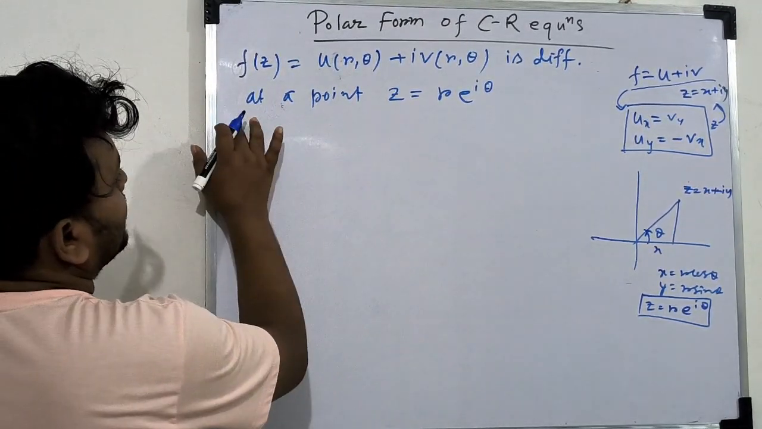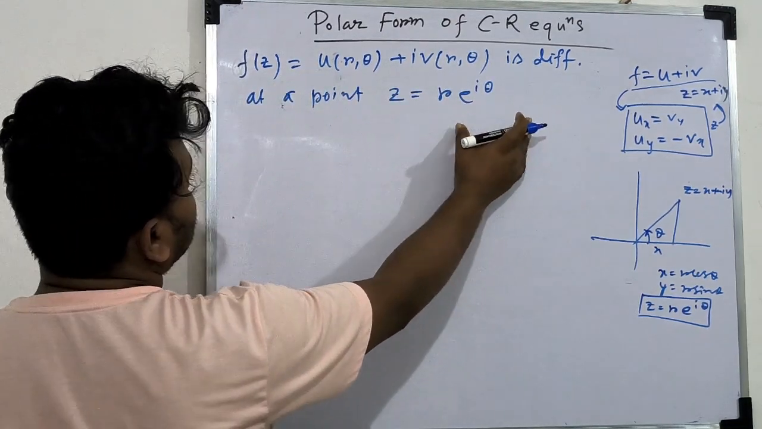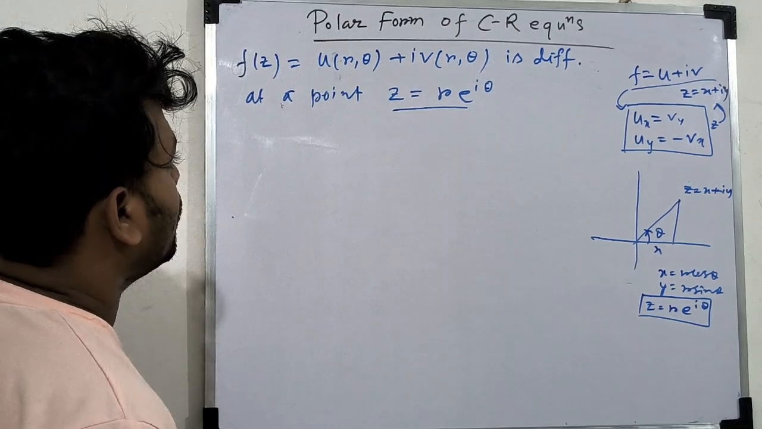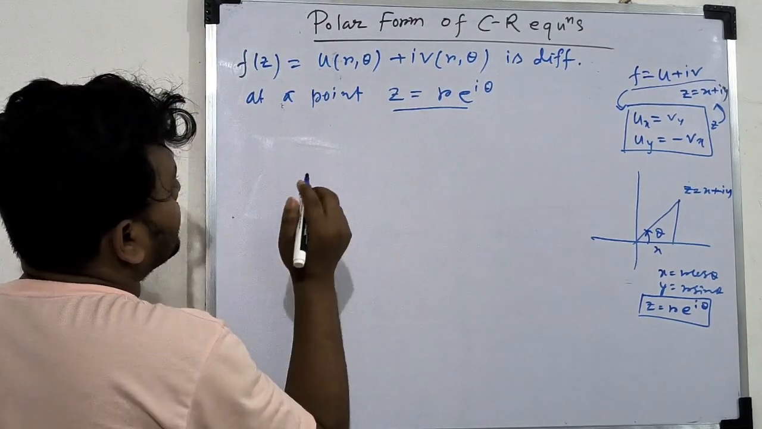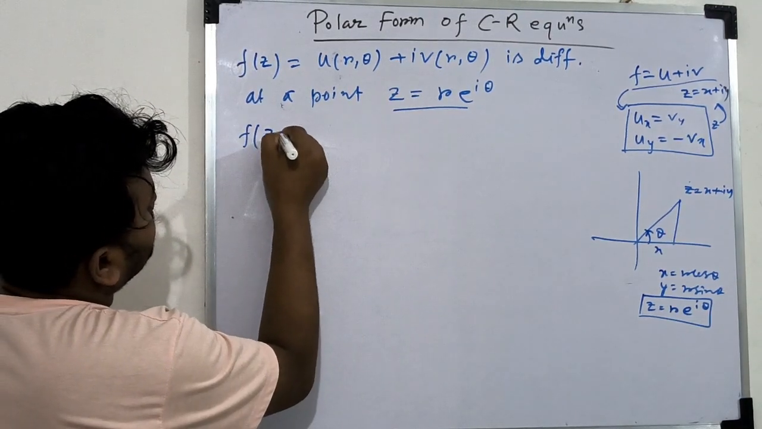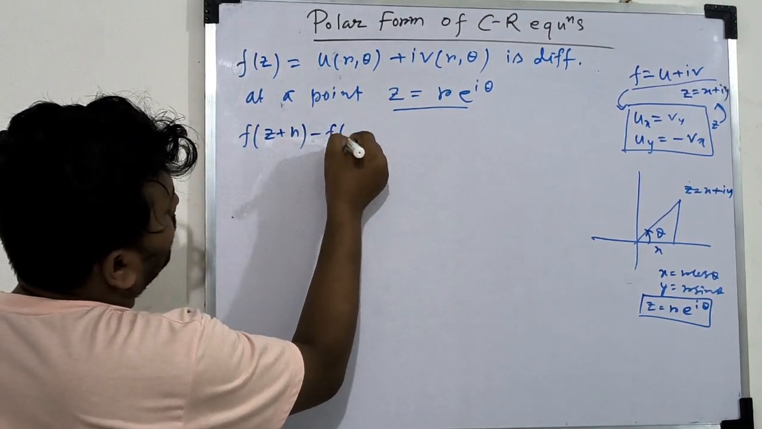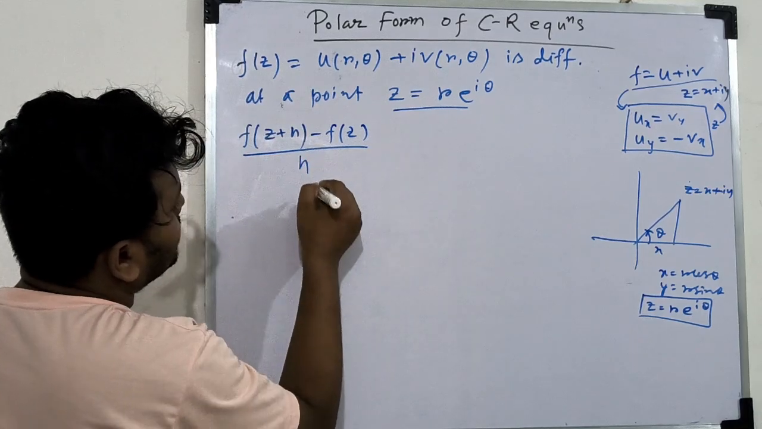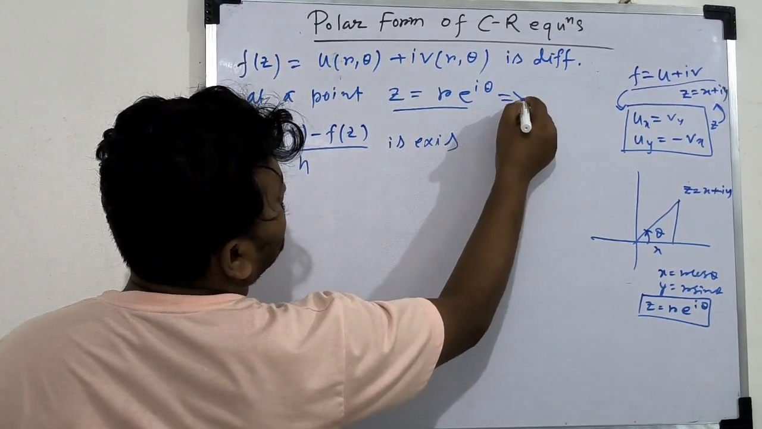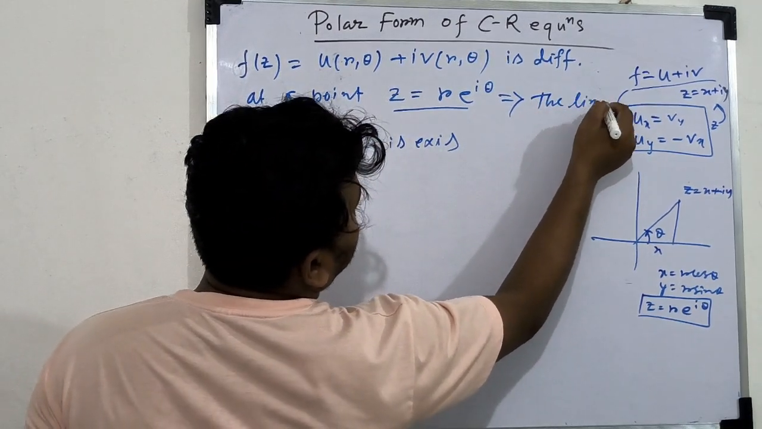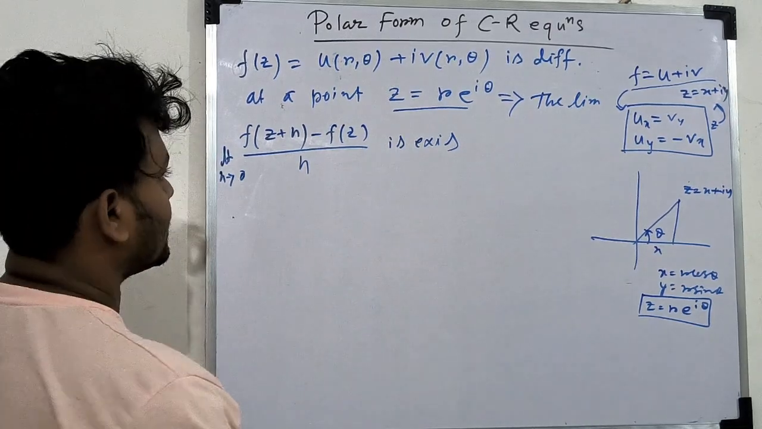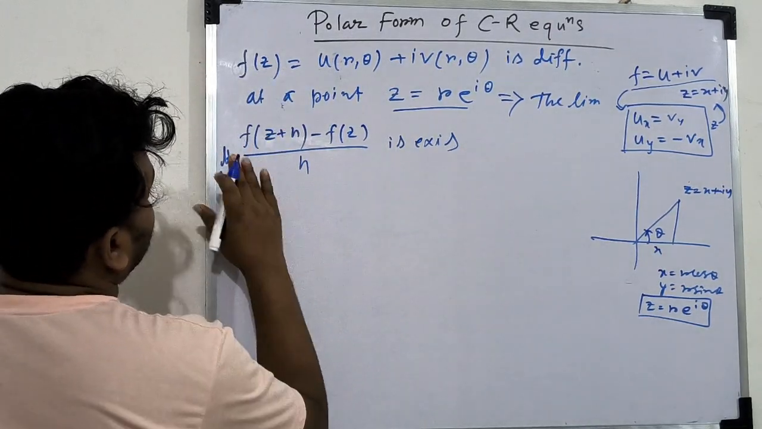So it is given that f(z) is differentiable at a point z. This means the limit of [f(z + h) - f(z)] / h exists, that is, the limit as h tends to 0 of this function exists. So this is nothing but f'(z).